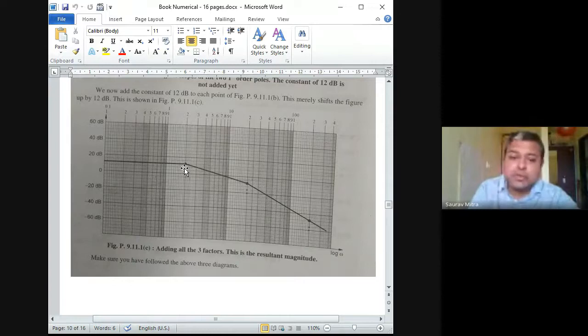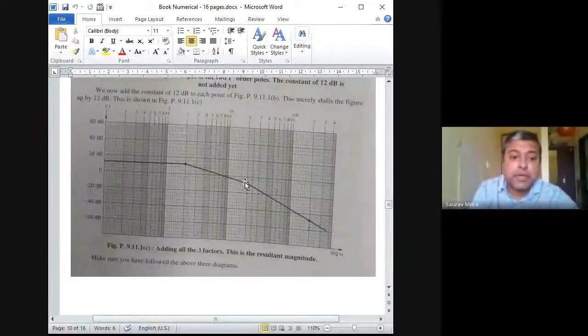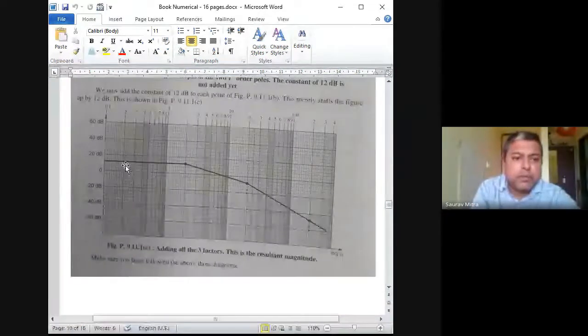So this is one thing you note. The first point was 0.1 comma 12, the second point is 2 comma 12. The third point: you are drawing a minus 20 dB per decade line from 2 comma 12, so the third point is 20 comma minus 8. I'm telling you all these points so that you can do the reasoning and draw this resultant on your own. Understand this one numerical; all the numericals are along the same lines. So the first point is 0.1 comma 12.